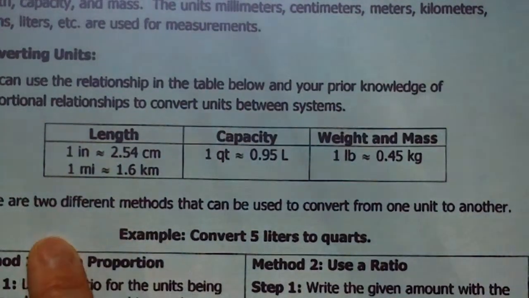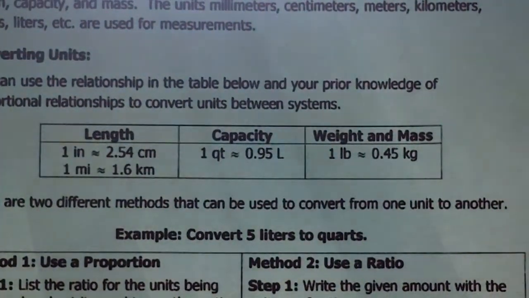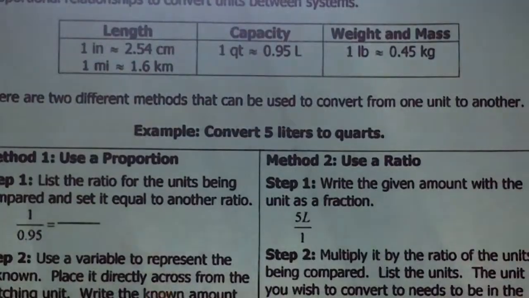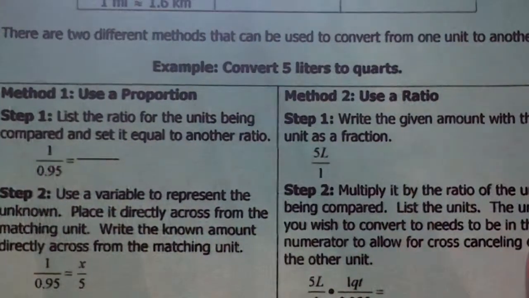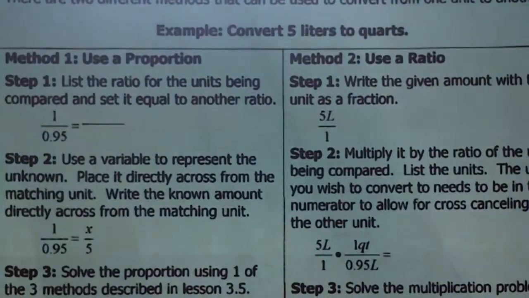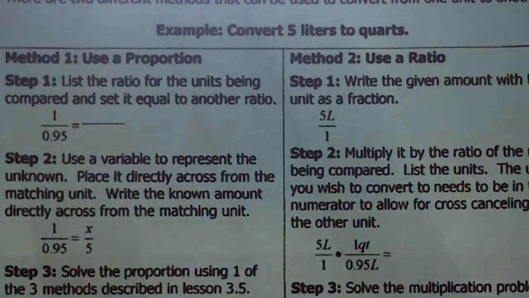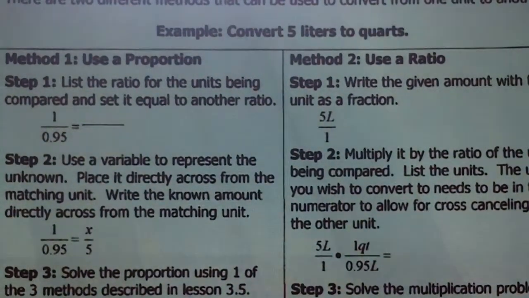There are 2 different ways to complete these conversions. I'm going to show you both ways, and we're going to practice with both, and then you can decide which one you like better. Method number 1 is to use a proportion, which relates to what we've been covering currently. The other way is to use a ratio. Both are things we've been dealing with this whole chapter.